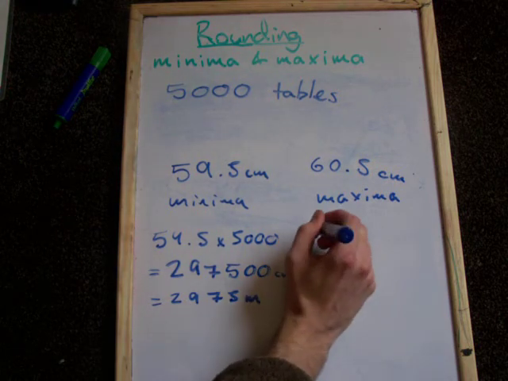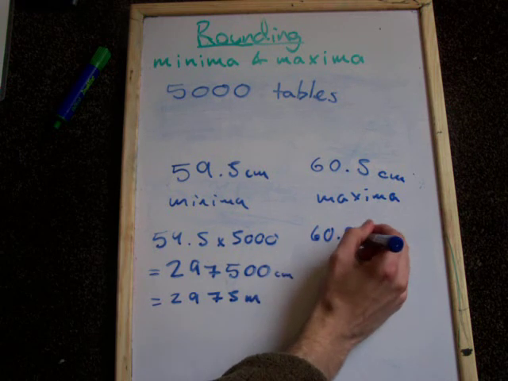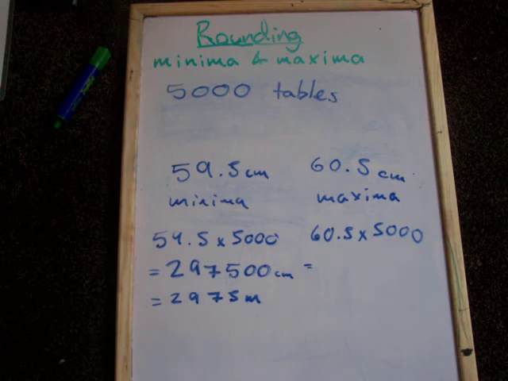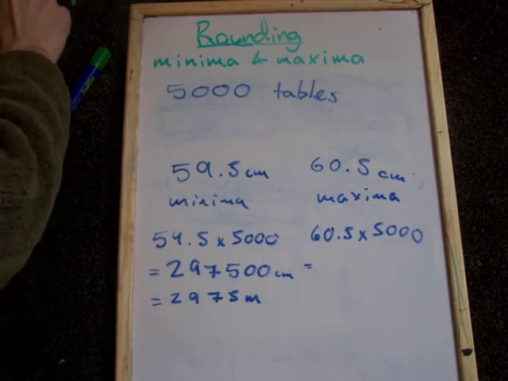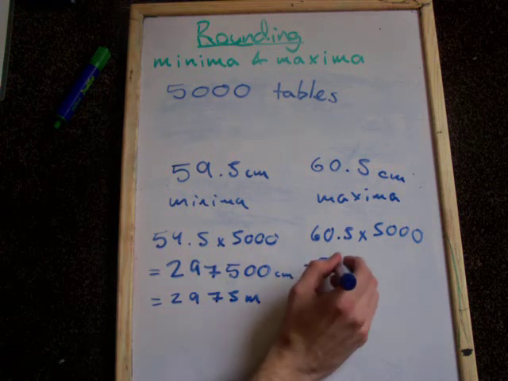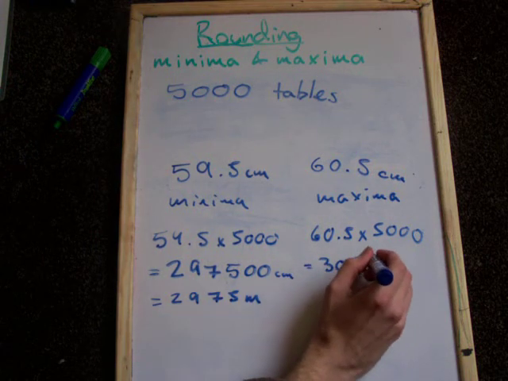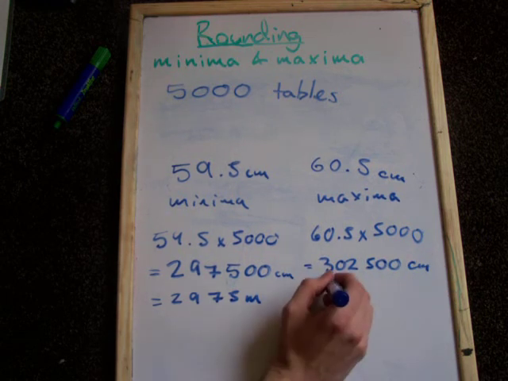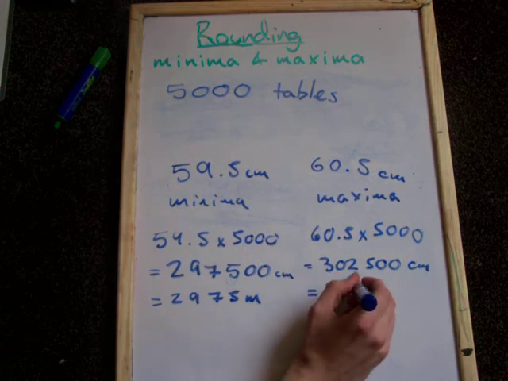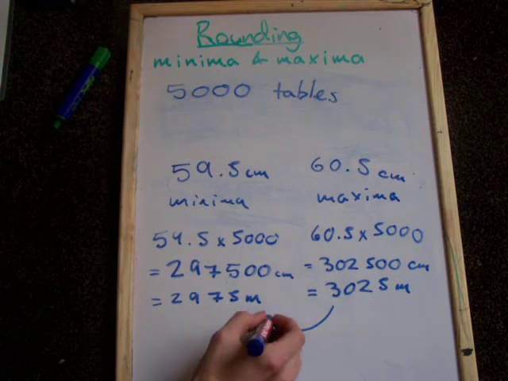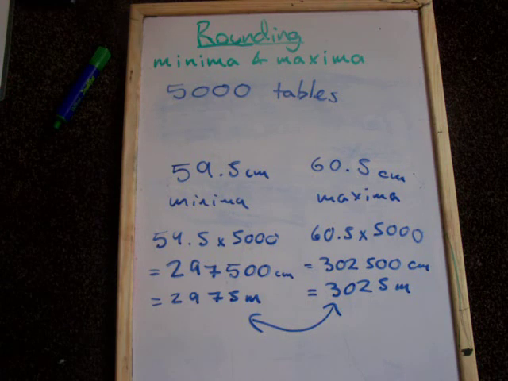Well, it's going to be 60.5 multiplied by 5,000 again. Okay, in centimetres that is going to be 302,500 centimetres, and in metres that is going to be 3,025 metres. Okay, the difference here between your two values is going to be 50 metres of wood.